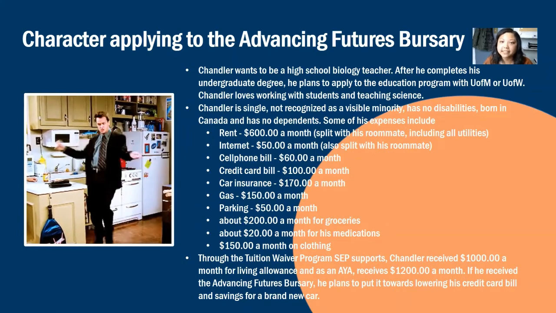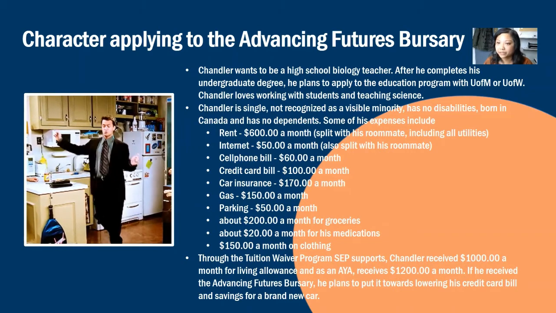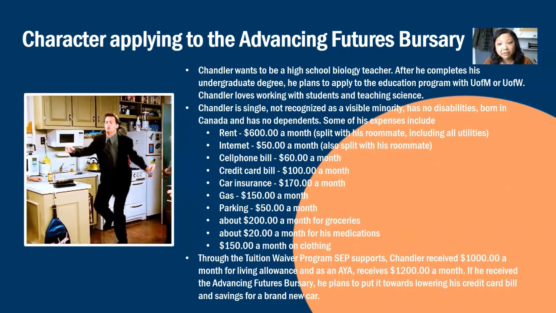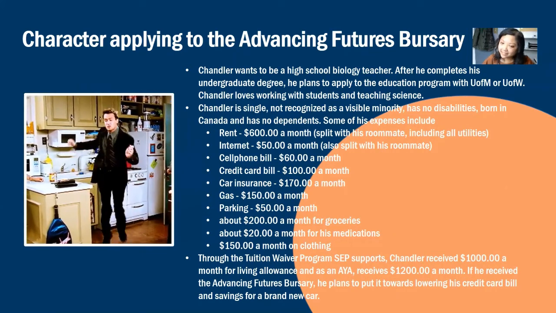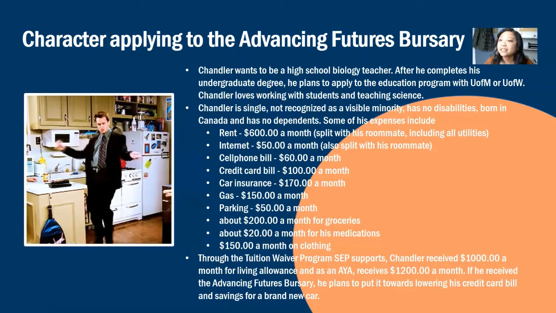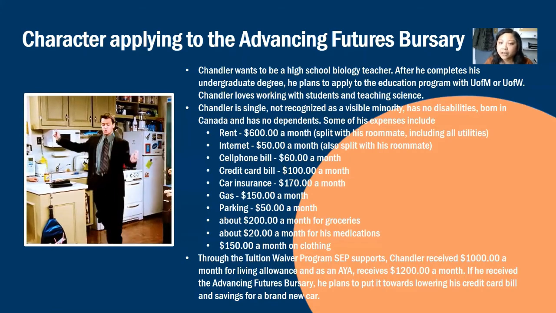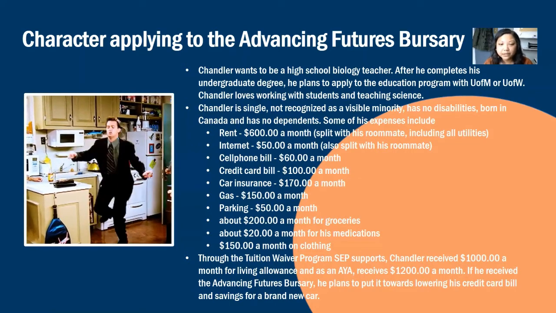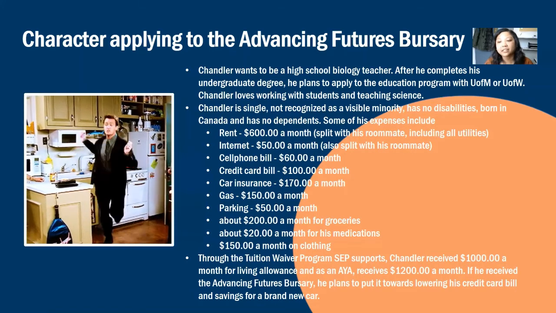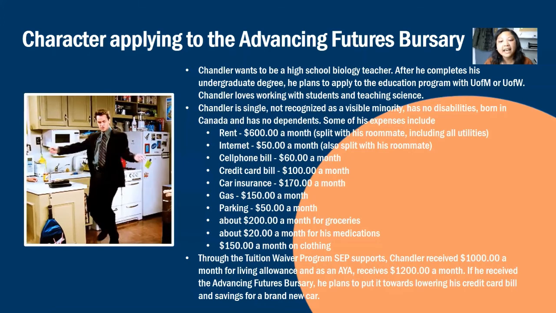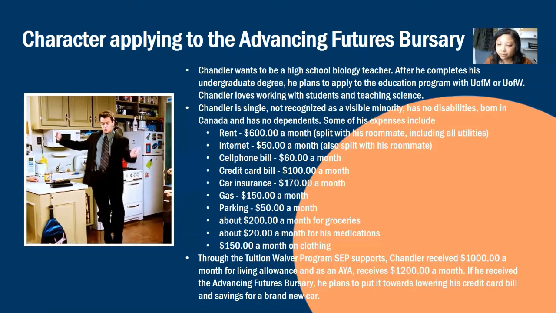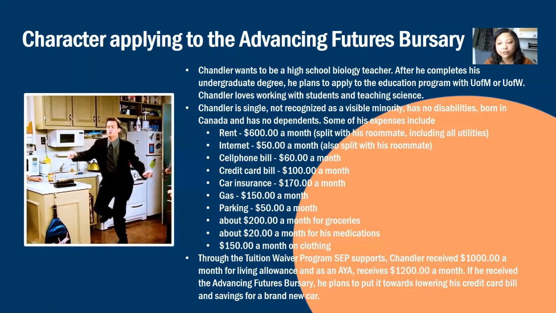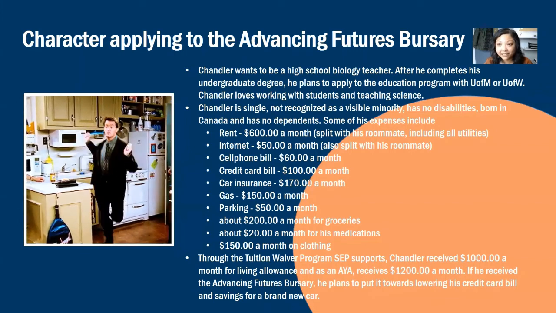Chandler is single, not recognized as a visible minority, has no disabilities, is born in Canada, and has no dependents. We have listed some of his expenses, which are rent, internet, cell phone bill, credit card, car insurance, gas, parking, groceries, all that jazz. Through the tuition waiver program, Chandler receives $1,000 a month for living allowance, and as an AYA, he receives $1,200 a month. If he receives the Advancing Futures Bursary, he plans to put it towards lowering his credit card bill and saving for a brand new car.